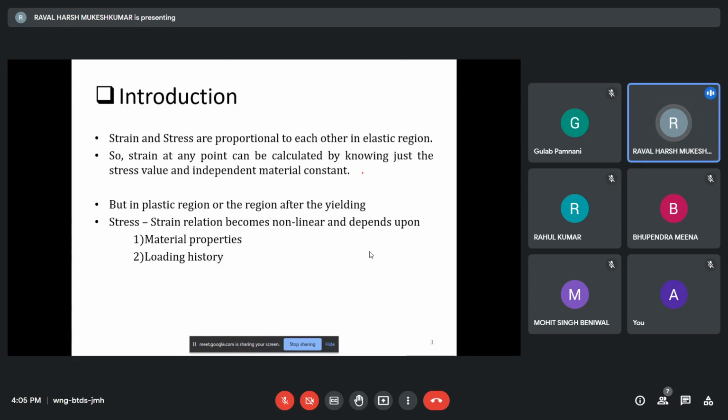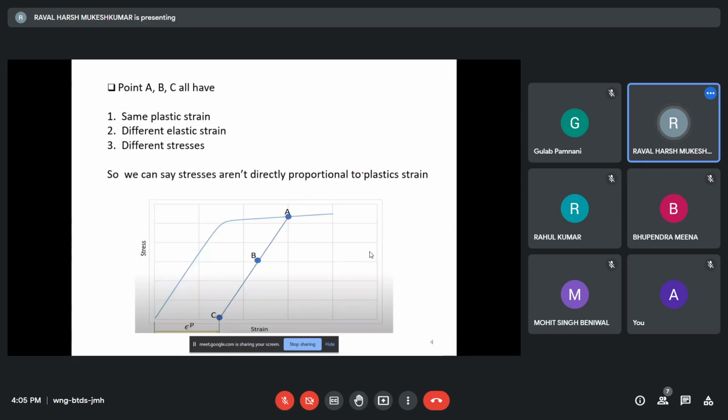Now, what do we mean by loading history? Let's look at it from this graph. If we were to load a material up to point A and then release the loading, it will follow the path A, B, and C. Now, at points A, B, C, we can see all the points will have the same value of plastic strain, which is indicated at the bottom of the figure. I hope you all can see. Epsilon p.